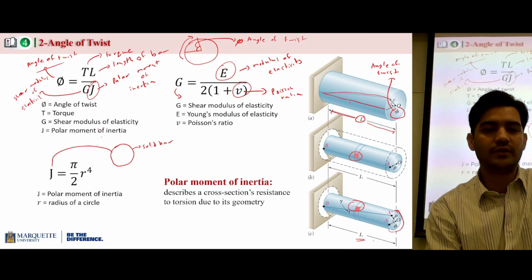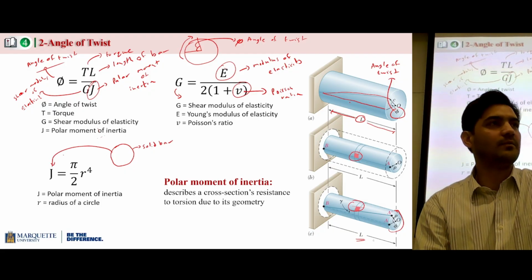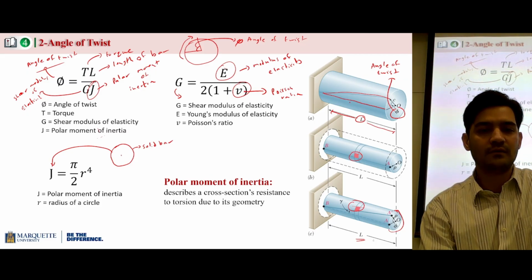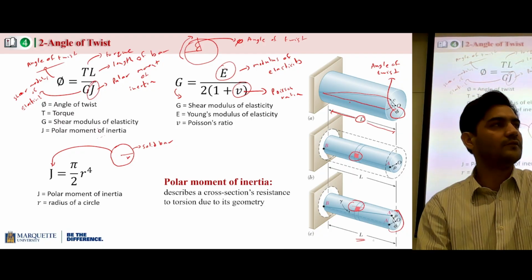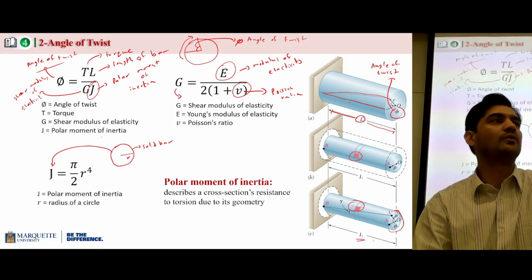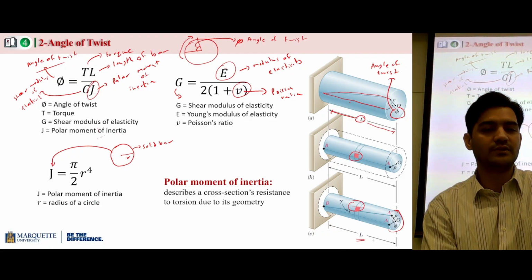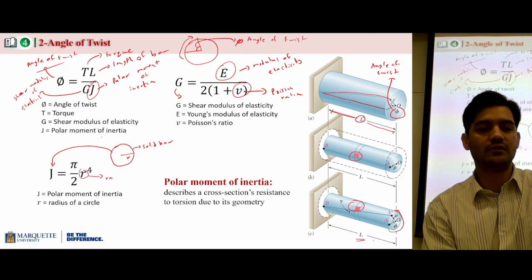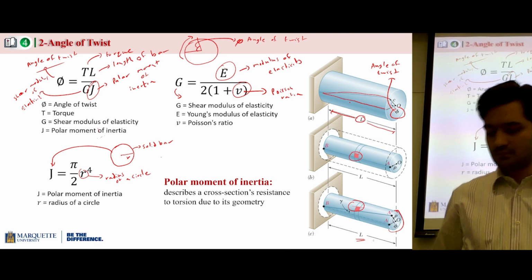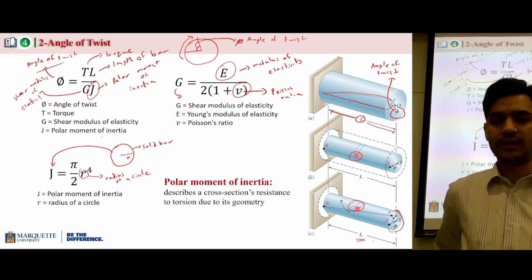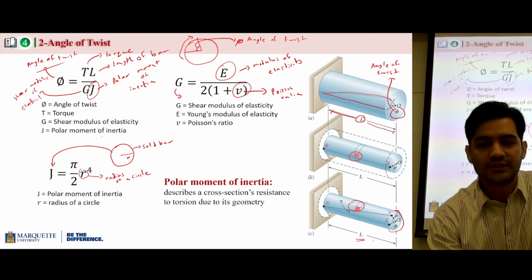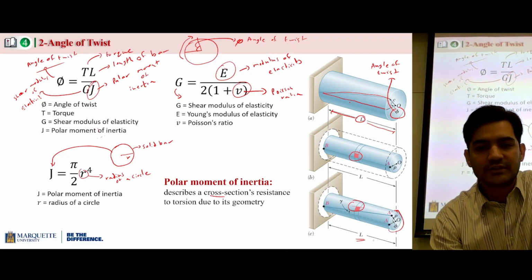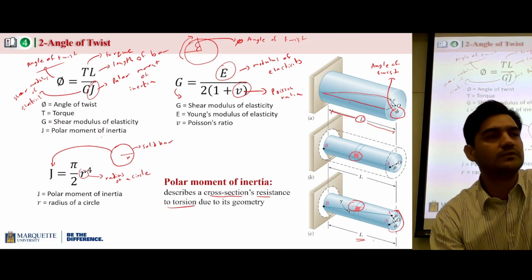If you have a solid bar, you can calculate the polar moment of inertia by using this equation. So basically, if you know the radius of a solid bar, then you can calculate the polar moment of inertia by using this equation, where this is the radius of a circle. And what is a polar moment of inertia? Polar moment of inertia is a cross section's resistance to torsion.